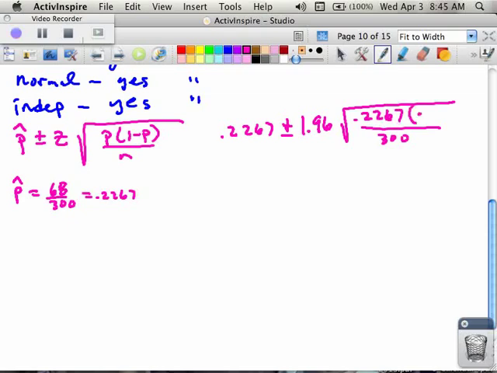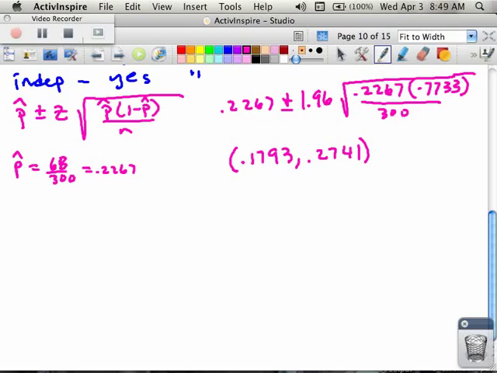and then 0.7733, which is the failure. Kind of strangely enough, our p hats are in both places, under the radical and out in front. When we calculate this out, you find out that your confidence interval goes between 0.1793 and 0.2741.